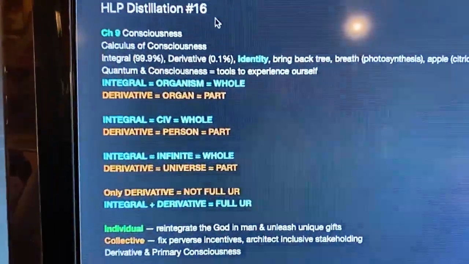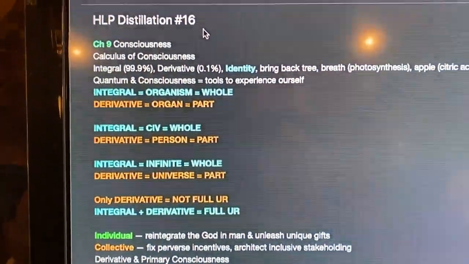But then I have all of the Evernote files. I have 4,000 Evernote files, and so I distilled the most profound things into another HLP distillation on Google Drive, and I have 40 of those files, but those aren't as salient because those are from 4 years ago, 3 years ago, 2 years ago, 1 year ago. So those aren't as salient as, for example, HLP distillation 16 here, you can see it has the integral and the derivative of consciousness. Well, I only intuited that not that long ago, maybe a couple months ago.